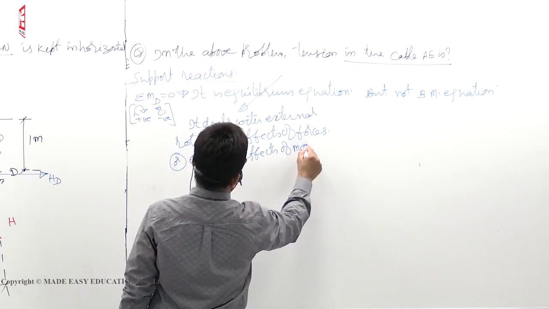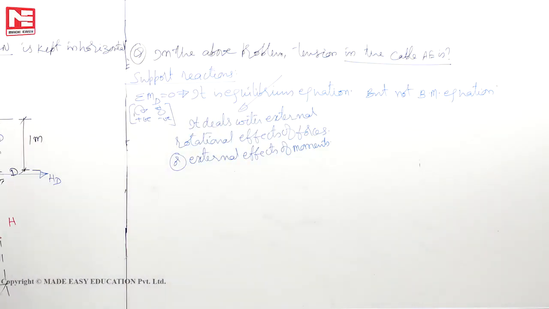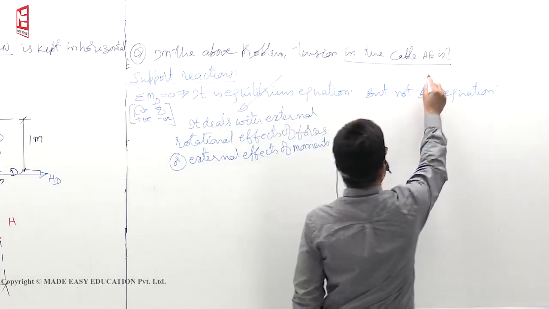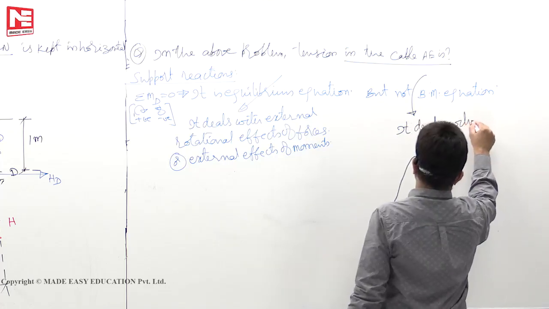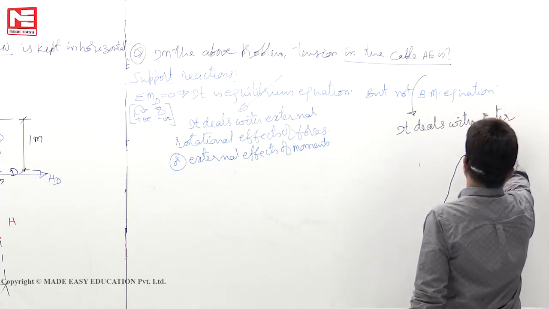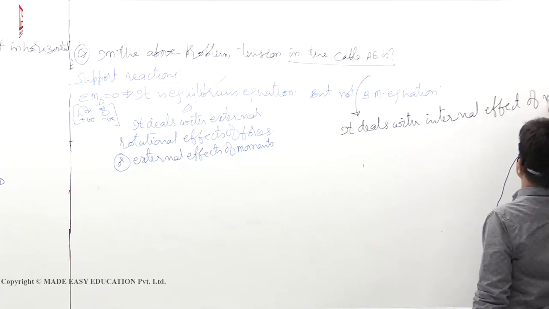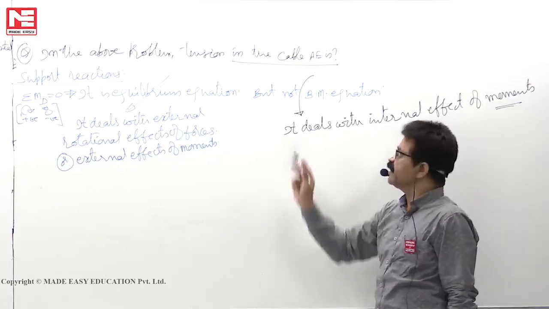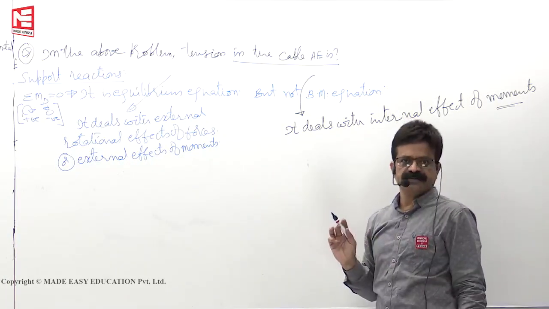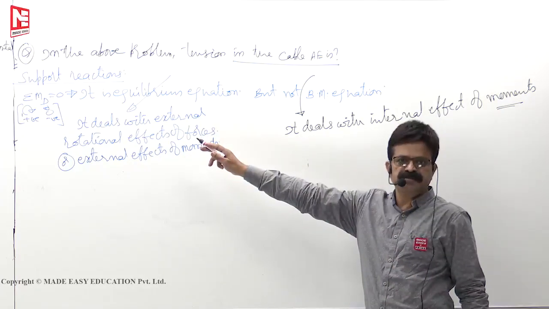External effects of moments. Then what's the bending moment equation? It deals with the internal effect of moments. That means whether it is sagging or hogging, it will deal with that, but sigma M will not. Sagging or hogging, we will not worry. Whether it is rotating or not, with sigma M you will know.